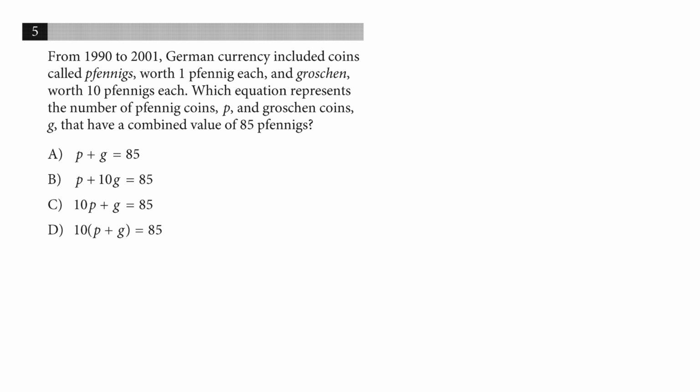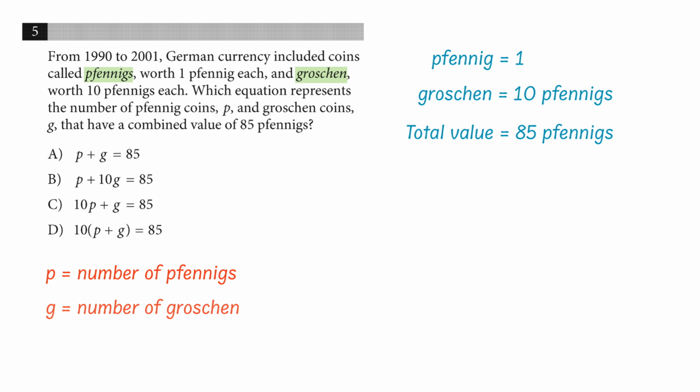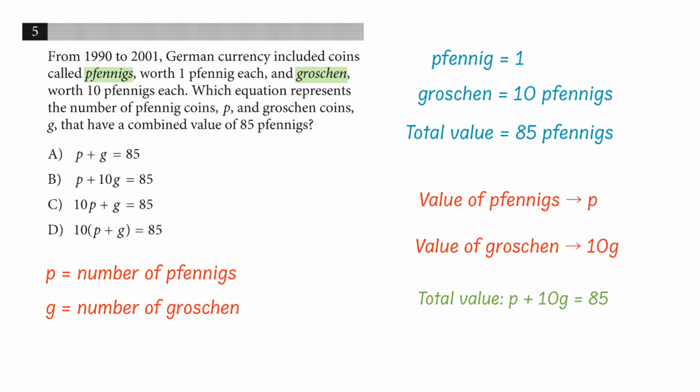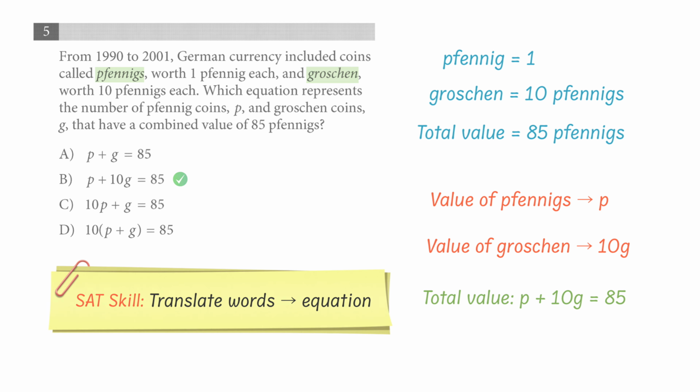Now let's try a question that's really about translating words into algebra. In this problem, we have 2 types of coins. A pfennig is worth 1, and a groschen is worth 10 pfennigs. Together, they add up to 85 pfennigs, and we need an equation that represents this relationship. Let p be the number of pfennigs and g be the number of groschen. The value of the pfennigs is simply p, while the value of the groschen is 10g. Add those together and the total must equal 85. So the equation is p plus 10g equals 85. Once the situation is translated correctly, the algebra part becomes very straightforward.